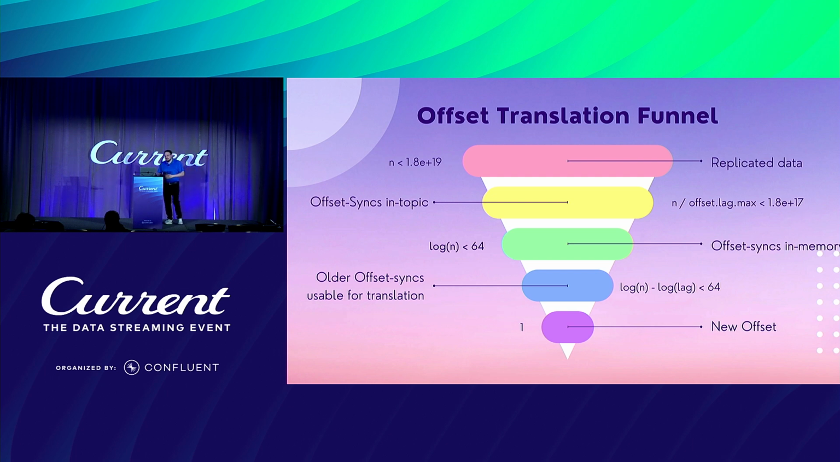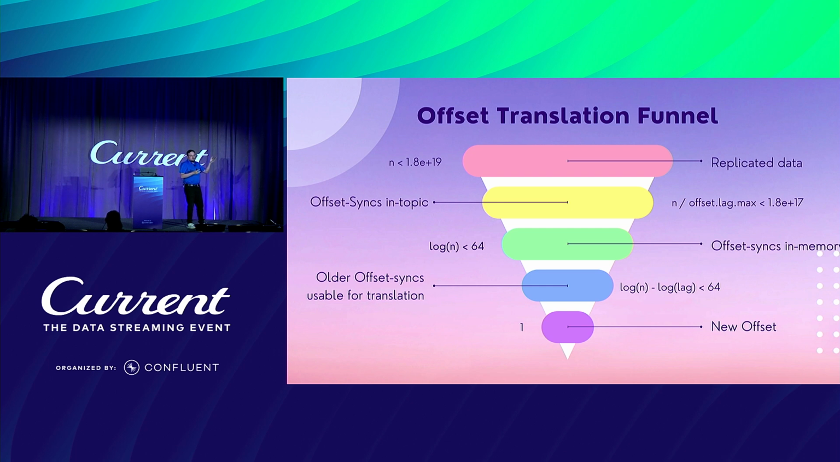At the top of the funnel, we have your actual replicated data. This is your actual data that's providing value to your users. And there is a massive number of these. In this example, it's 1.8 E19. That's, I think, more than a billion, so a lot of zeros. And theoretically, if you have optimal translation and things go really well, that is reduced by a factor of 100 to the next layer of the funnel. So we'll replicate a billion records, but we'll only store a 100th of them as offset syncs.